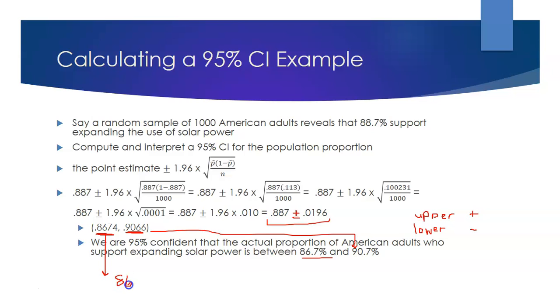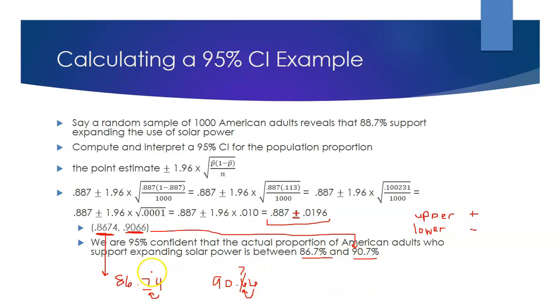I will write it out. 86.74, right? Rounding that to one decimal, since that 4 is not 5 or above, you don't change that 7, so that's why it's 86.7. And then 90.66, rounding that to only one decimal, because that 6 is 5 or above, that's going to bump the 6 in front of it up. So instead of that being a 6, it'll be changed to a 7, right? So that's why it's 90.7.